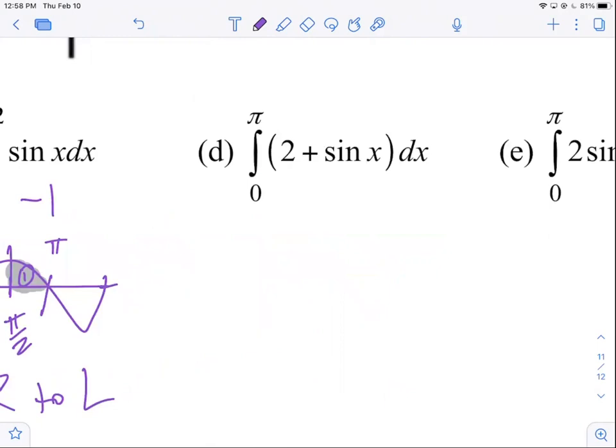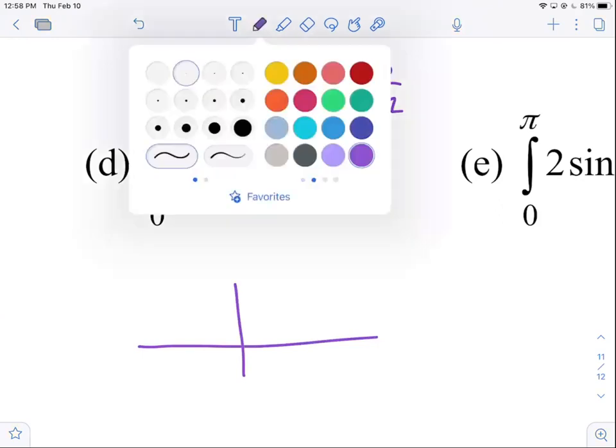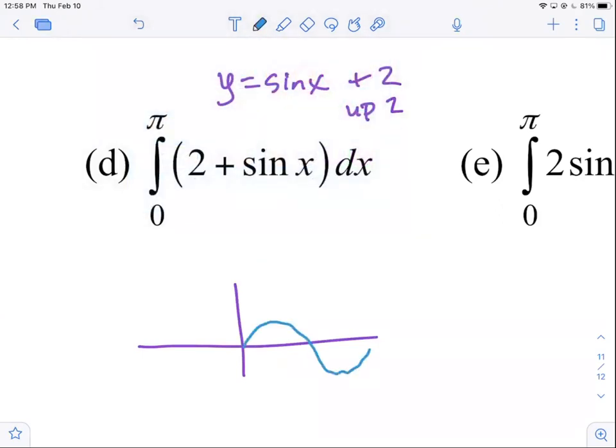0 to pi of 2 plus sine of x. Well, you can anti-differentiate both of them separately, but we want to use what we know about this. So let's think about standard transformation form. If I were just to add 2 to any function like this on the back end, what would that do to any function graphically? Shifts it up 2, right? So if you think of sine, draw sine nicely. And then just grab it and move it up 2.